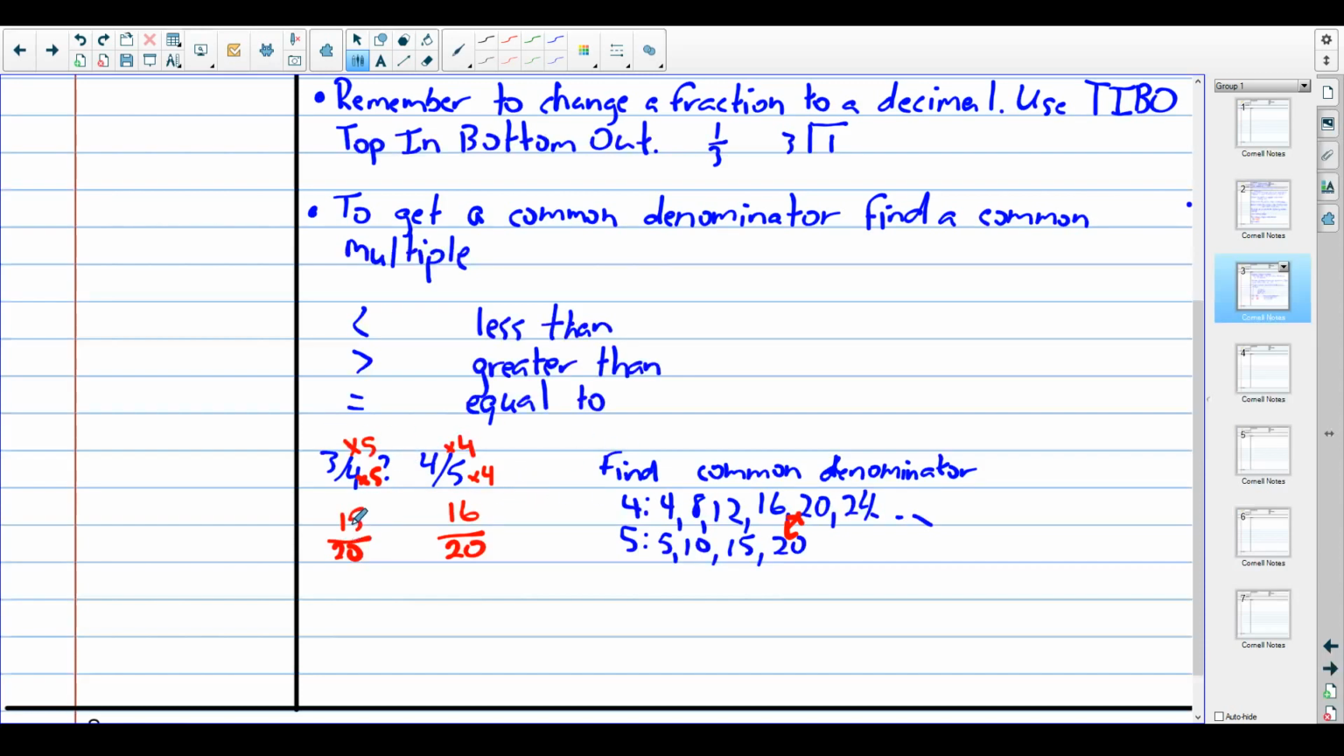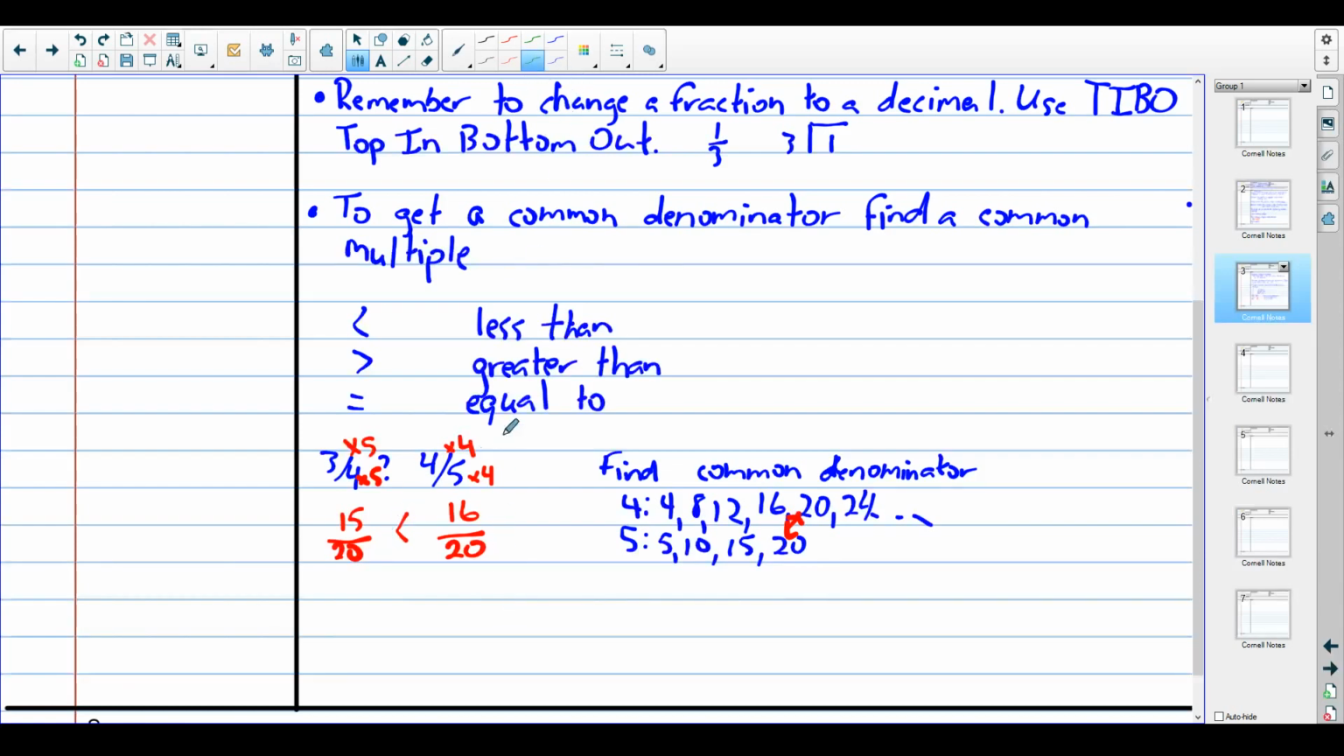Now once we do this, this is the work, and then the problem's really easy. We say, what's bigger, 15/20ths or 16/20ths? Well, 16 is more than 15, and since they're the same denominator, we can compare that way. So 15/20ths is less than 16/20ths, right?